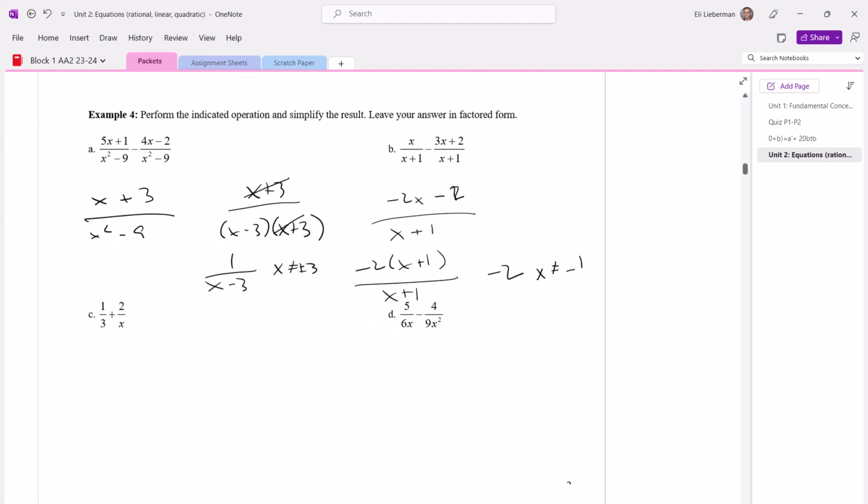For C, could you foresee this problem? No, probably not. Sorry, that's terrible. Multiply top and bottom of the first one by x. Multiply top and bottom of the second one by 3. I think we're left with x plus 6 over 3x. Is that right? So lots to squeeze in there. I don't know if that makes sense. Any exclusions? x can't equal 0.